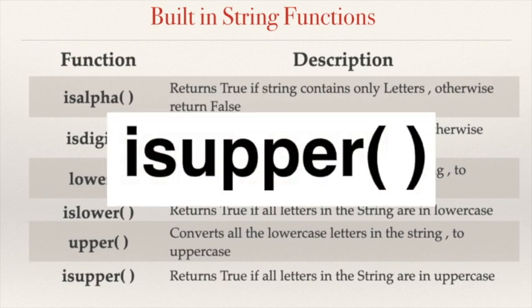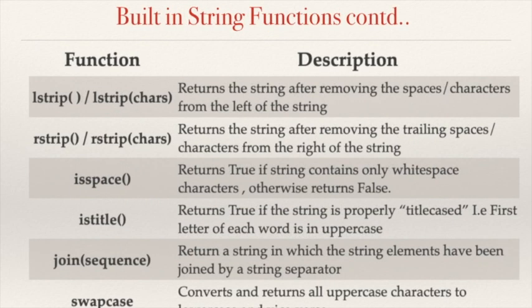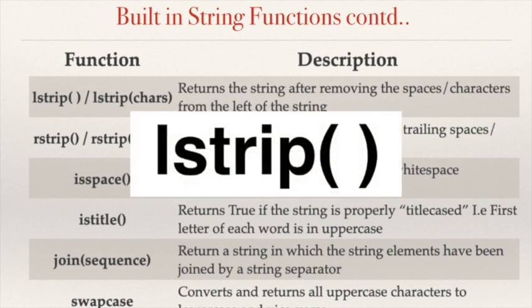So, let us go to the next set of functions. lstrip and rstrip functions return a string after removing blank spaces or a group of letters from the leading and trailing ends of a string respectively. So, when no string is passed to these functions, they remove any blank spaces. Otherwise, they remove the string sequence which is passed to them as an argument.